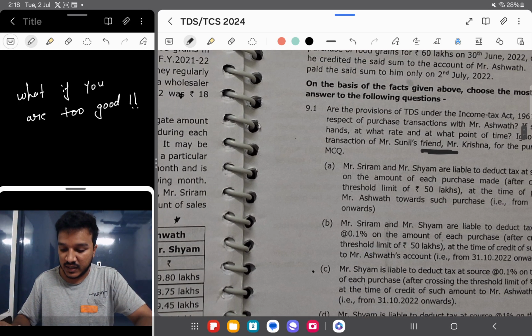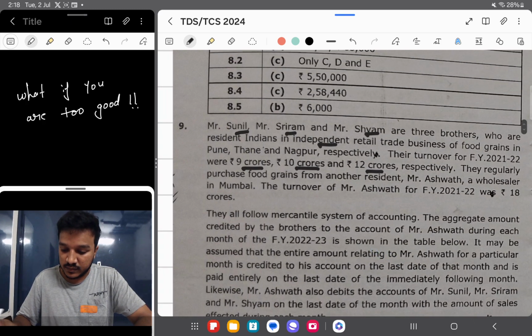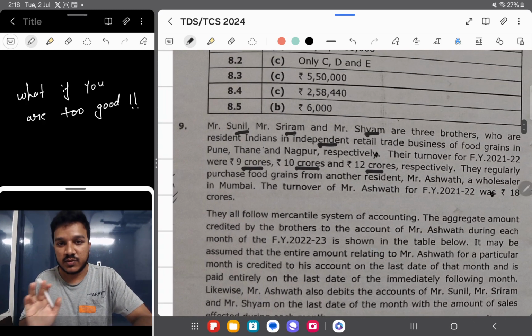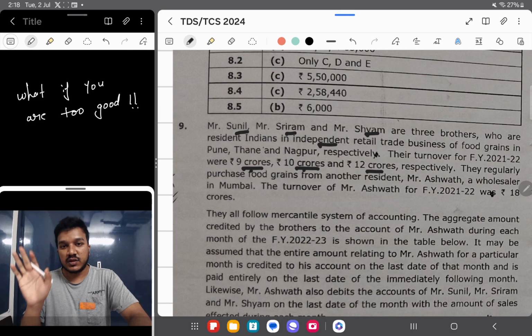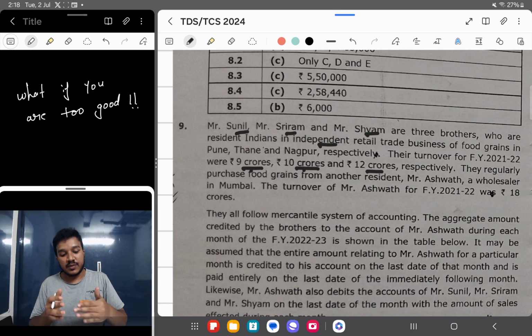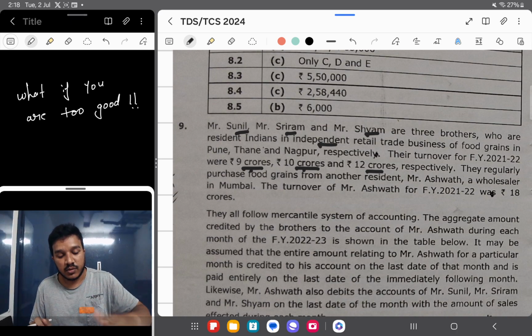So as we clearly saw, first, for Sunil and Sriram, TDS provisions are not applicable because the turnover is less than 10 crores. Even if it is 10 crores, TDS is not applicable. Only the excess amount it is applicable. Even if the aggregate purchase is 50 lakhs, TDS is not applicable. Only in excess of 50 lakhs, TDS is applicable.